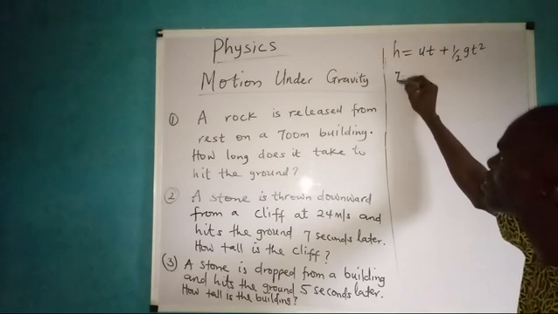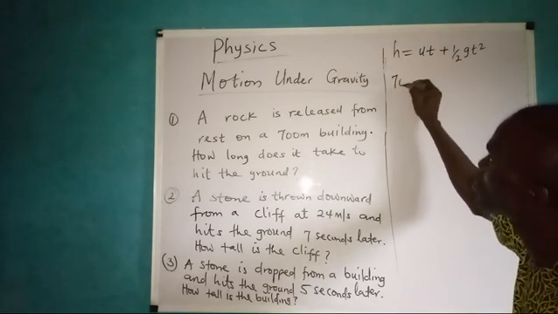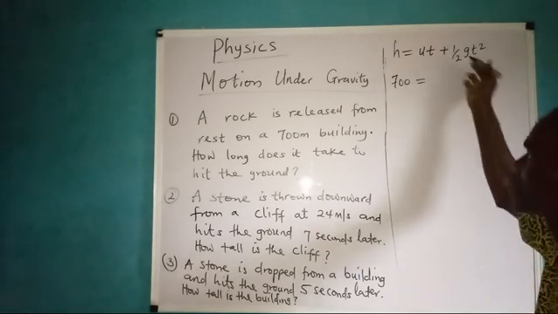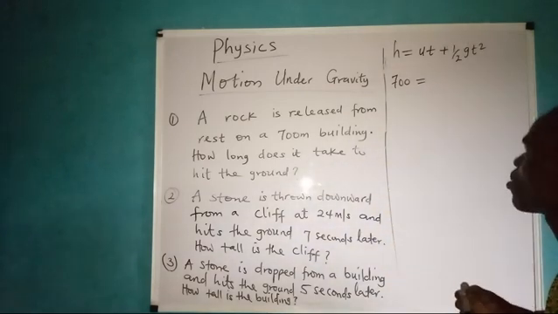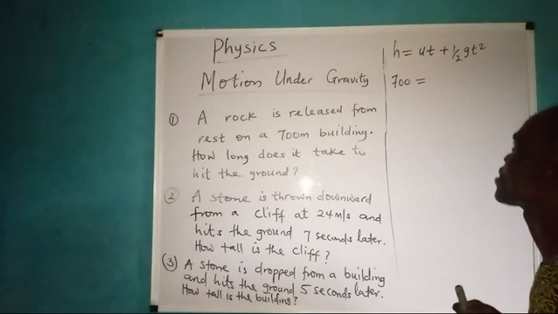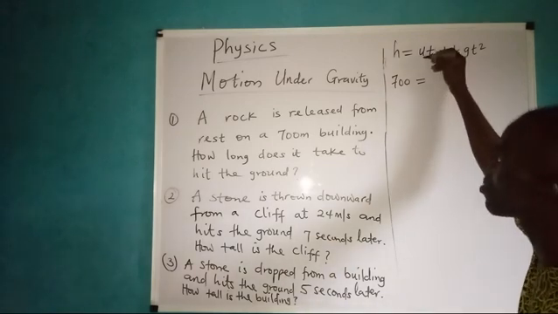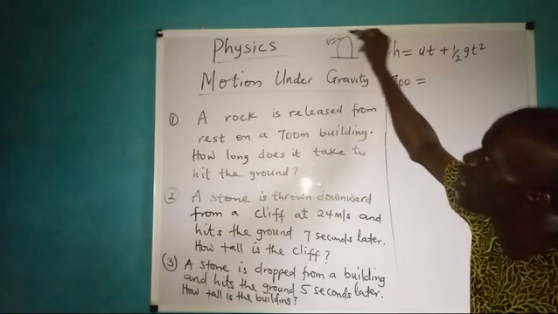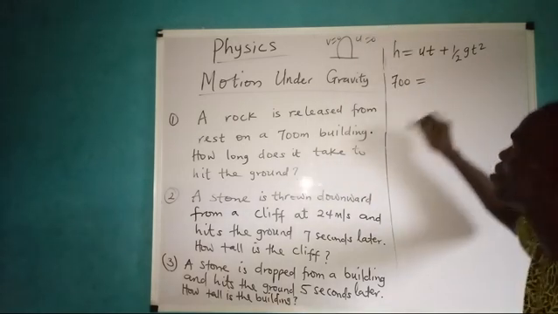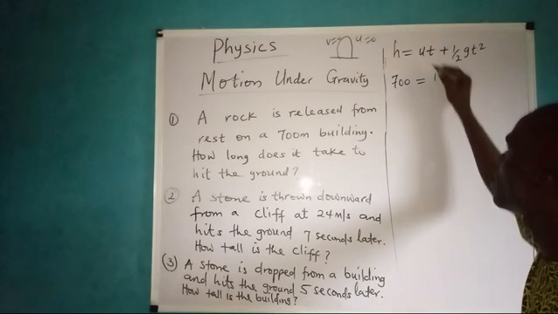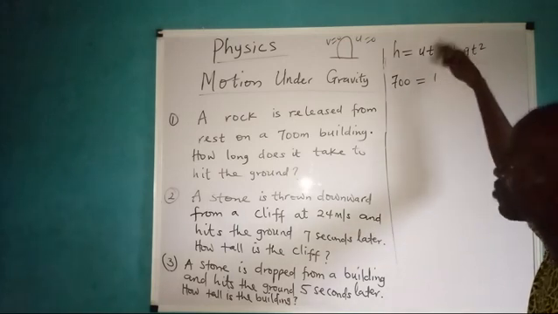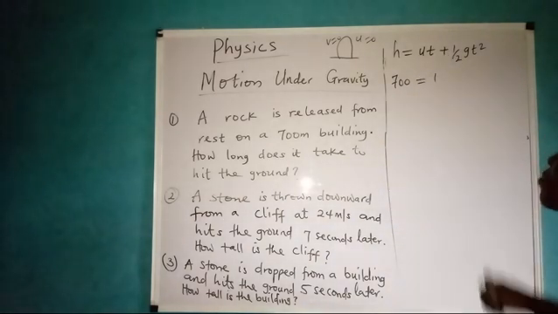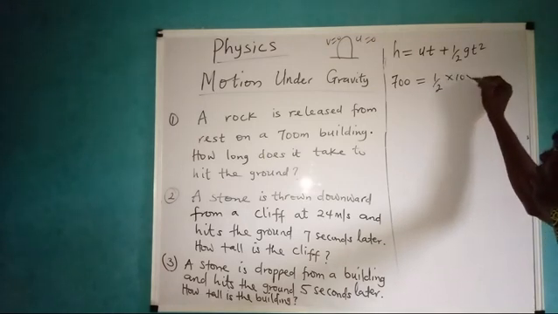They gave us the height of the building as 700 meters, and the initial velocity was not given. The body is coming from the top, moving from up to the ground, which means u is zero. As I have taught you before, whenever a body is going up, v is equal to zero, and when it is coming down, u is equal to zero. Therefore, u is zero here. Now we have half times 10 times t squared.